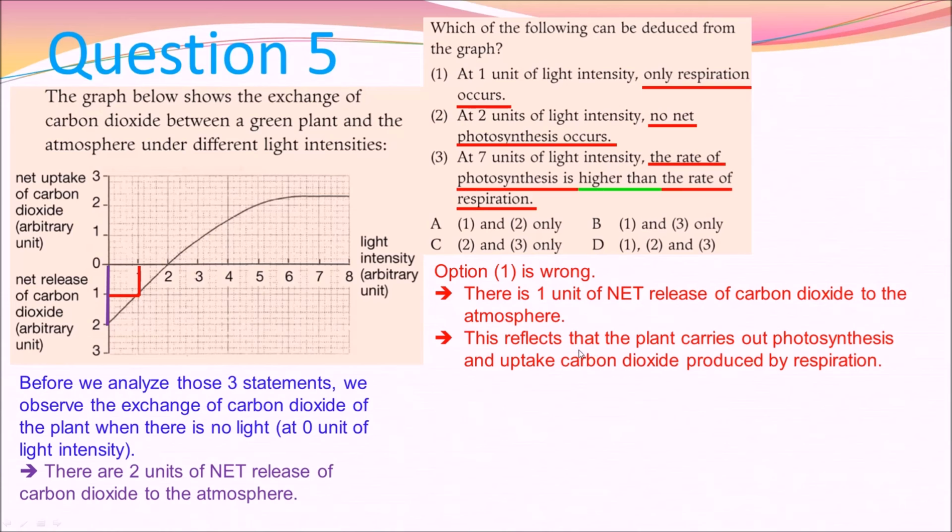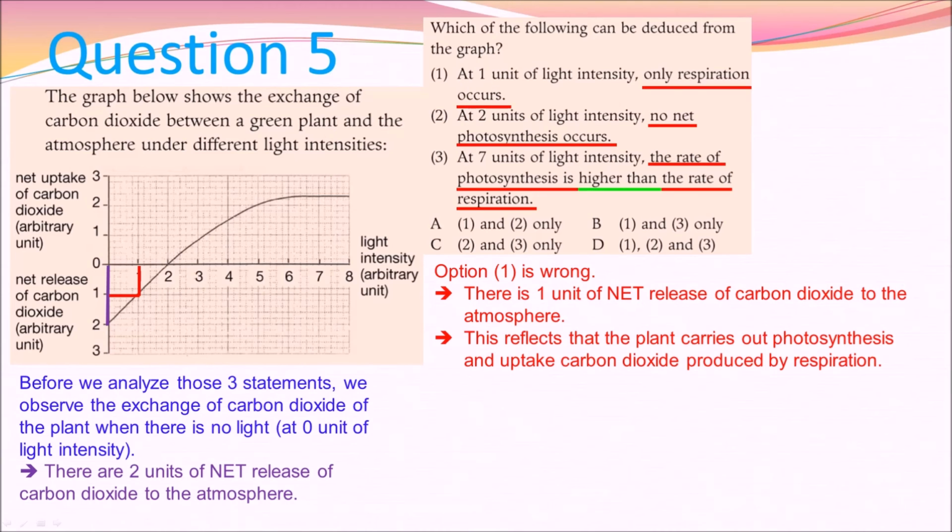So what does it mean? It means that the plant carries out photosynthesis and takes up the carbon dioxide produced by respiration. The simple concept is that once we give light to the plant, it starts to undergo photosynthesis, right? Maybe the rate is slow, but actually it can perform photosynthesis at that particular moment. So option 1, which says only respiration occurs, is not true. That's why option 1 is wrong.